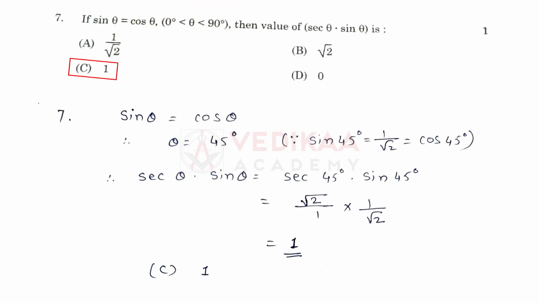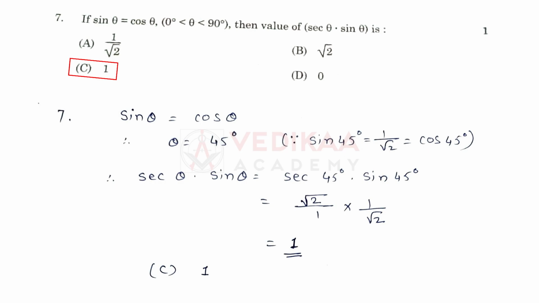Sin theta is equal to cos theta. Now we know that sin 45 is 1 upon root 2 as well as cos 45 is 1 upon root 2. So when sin theta is equal to cos theta, it is easily known that theta is equal to 45 degree.